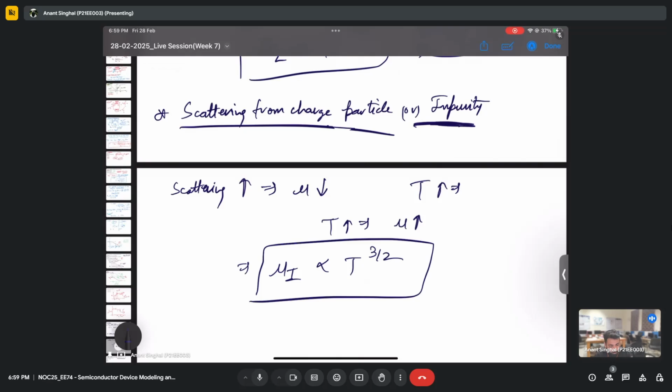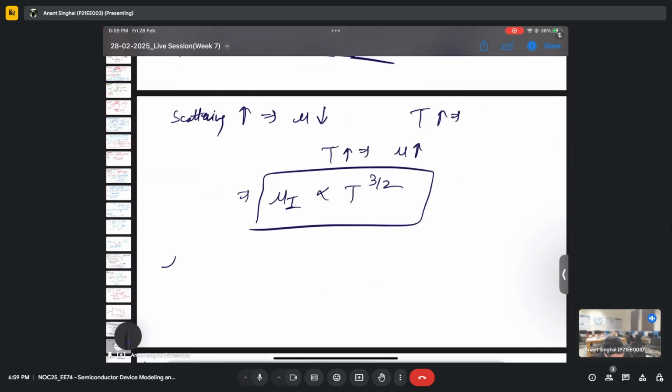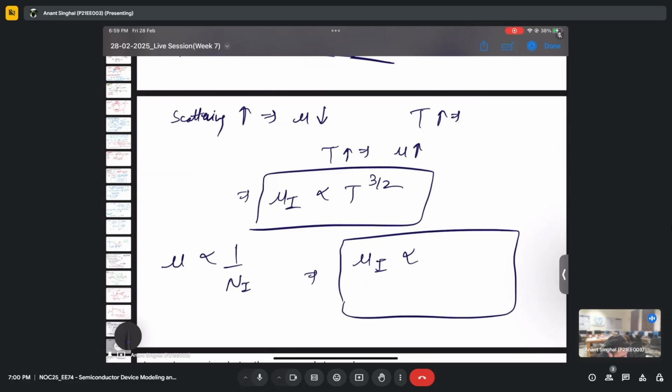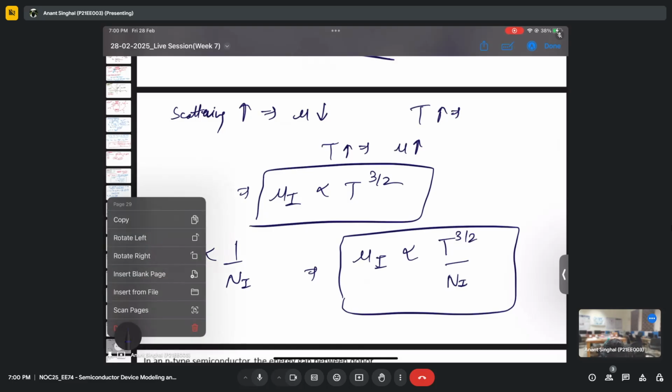Now here it is also dependent upon the concentration of the impurity. So if the number of impurities also matters, then I can write that higher the impurity, lesser will be the mobility, right? So in total, what we write is that the impurity-related scattering mobility is proportional to T raised to 3 by 2 divided by Ni. So this is the final relation.